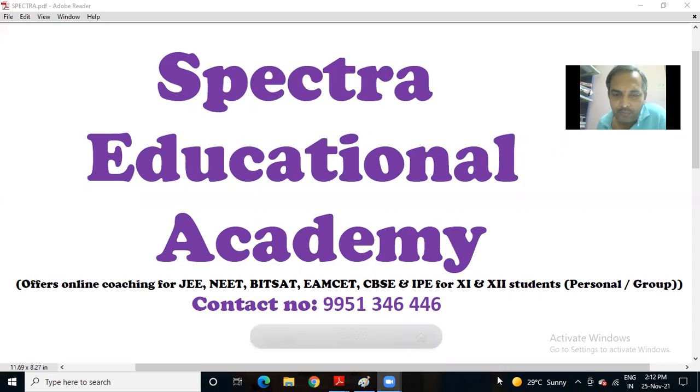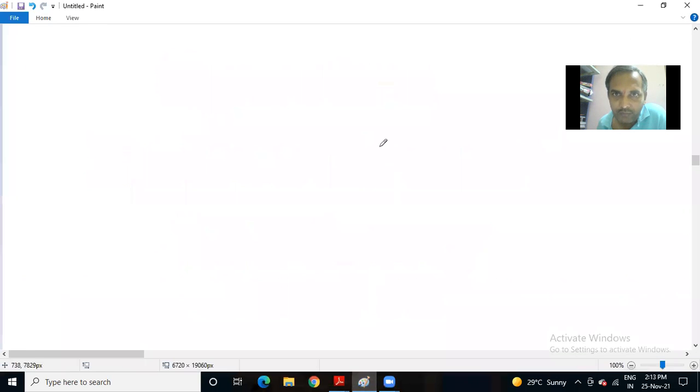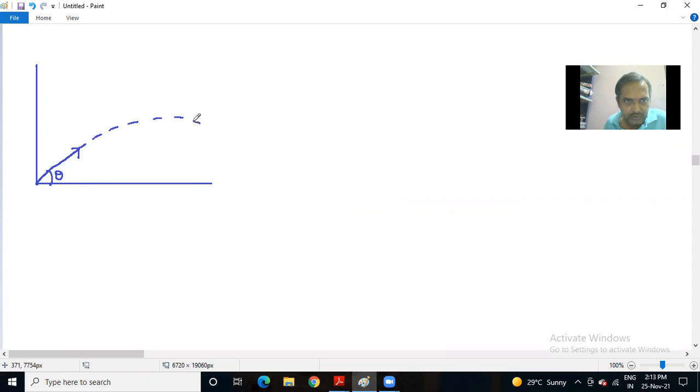In this video, I am going to explain a few more equations when a body is in oblique projectile motion. So first let me draw the diagram. So this is the y-axis, this is the x-axis, body thrown at an angle theta with the horizontal. So this is the path along which the body travels.